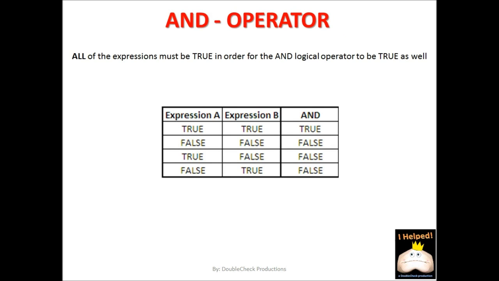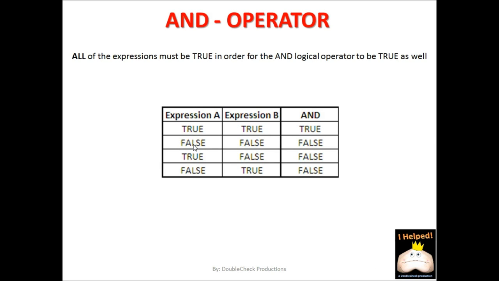Okay, to get started, we're going to start with the AND operator. In the AND operator, the way this works is that all of the expressions must be true in order for the AND logical operator to be true as well. So let's look at our example here. We have expression A and expression B, and then we have our value determined by the AND operator. So here we have the first row. A is true, B is true. That meets our condition, therefore AND is true.